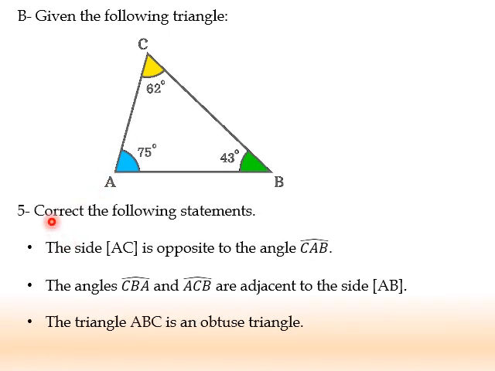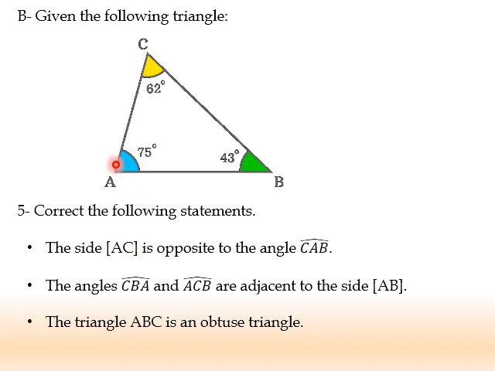Now, correct the following statements. The side AC is opposite to the angle CAB. Correct. This means that all of the angles are false and we have to correct them. None of the following statements is correct. Okay? We have to correct them.